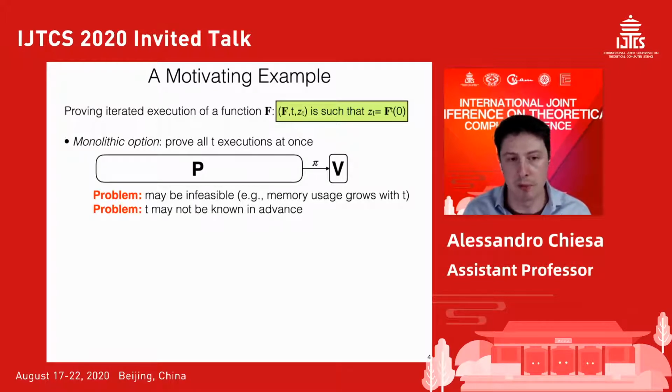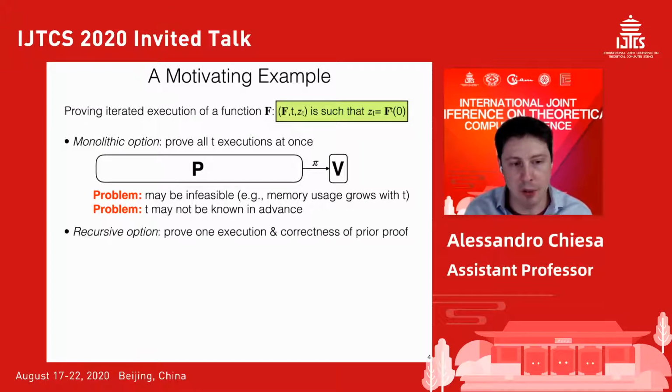However, there are two problems with this. One is that this may be infeasible. Like if t is large enough, because most SNARG prover implementations have memory usage that grows with t, at some point this is just going to be infeasible. It's just not going to fit even in a huge machine. Another problem is that t may not be known in advance. It actually could be that this f of f of f of f is just some ongoing or everlasting computation, and there is no final t. It just keeps on going.